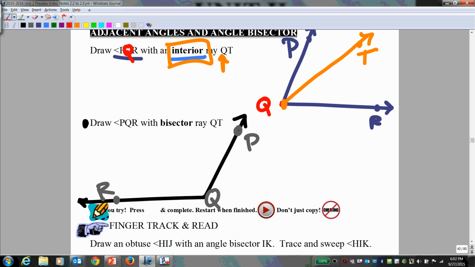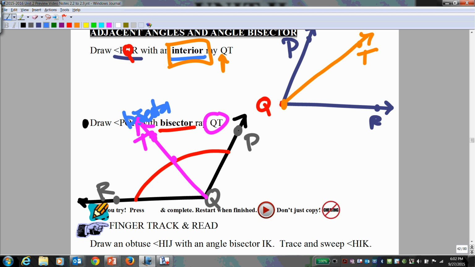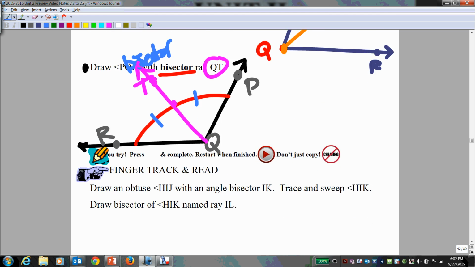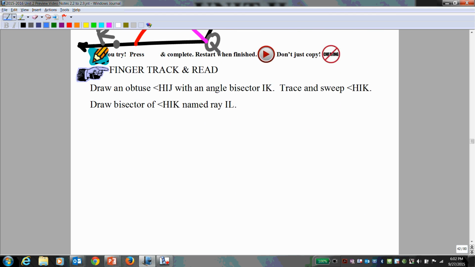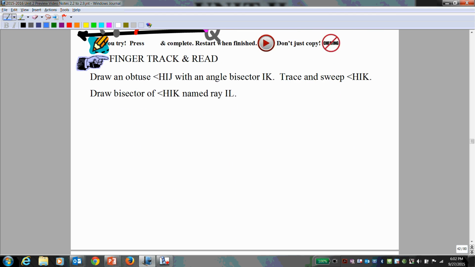But what does matter is I tell you specifically it's a bisector, which means in this angle, that ray must go right down the middle, just like a midpoint of a segment. QT, and just like in a midpoint, you don't have a midpoint unless you have hatch marks. You do not have a bisector unless you have hatch marks. Now that's a bisector. Ready? You try. Read this, draw it, restart.